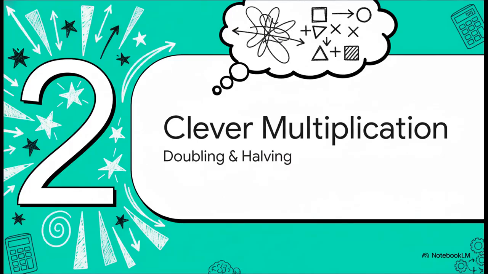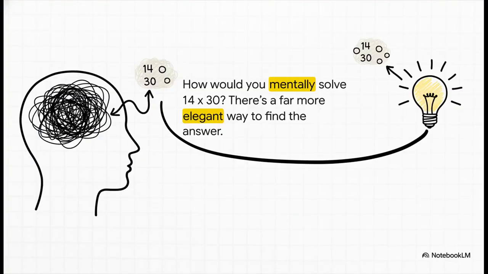Okay, we've got the basics down. Now for the fun stuff. What if I told you there's a simple mental trick that can make some pretty tricky multiplication problems a whole lot easier? It's all about doubling and halving. So take a look at this, 14 times 30. Now you could try to do all the carrying and adding in your head, but there's a much slicker, much more elegant way to get to the answer.